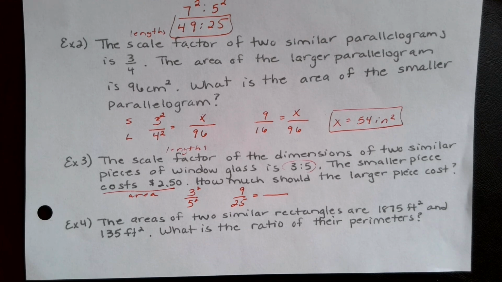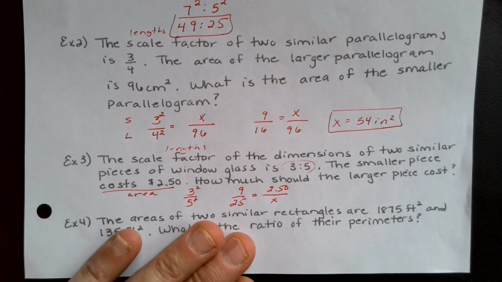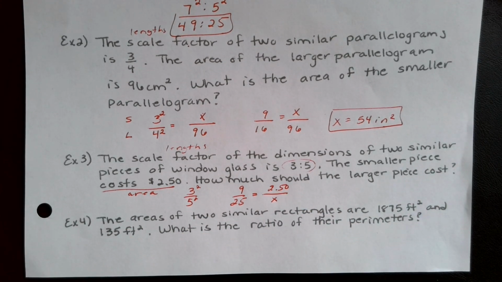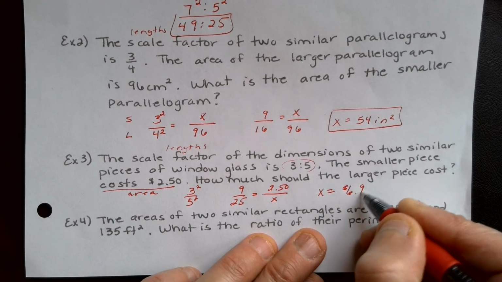So the smaller piece is $2.50. Would that go on the top or the bottom? Very good, the top. Cross multiply, divide, and you should get an answer of $6.94.